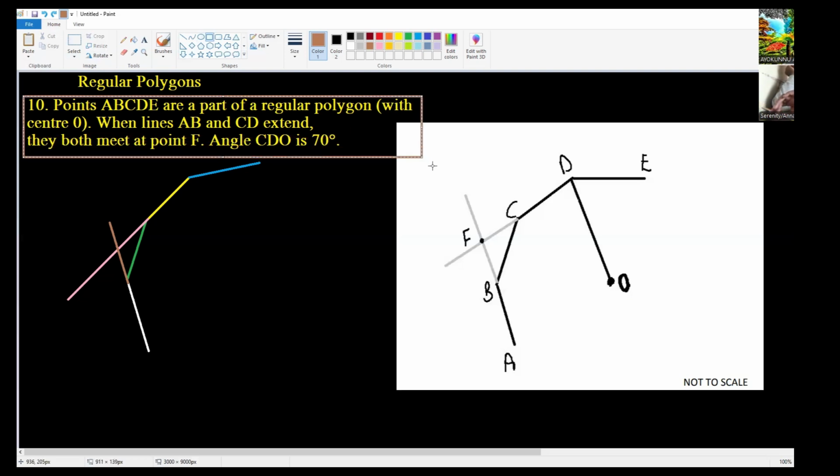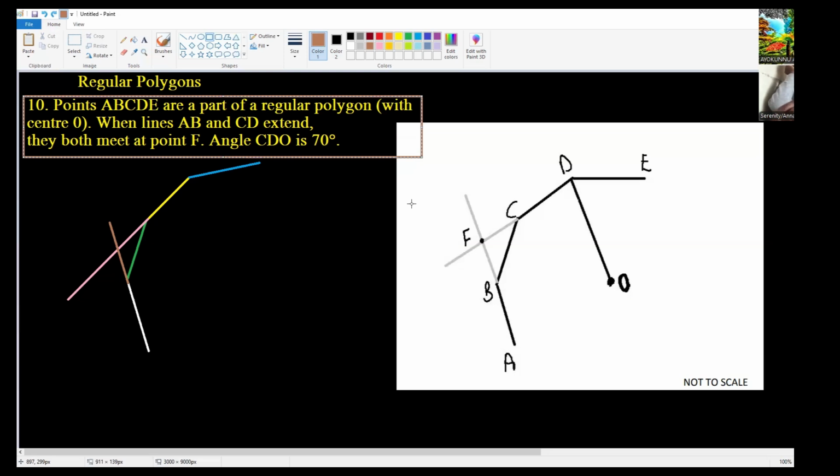Points A, B, C, D, E are part of the regular polygon with center O. When lines AB and CD extend, they both meet. Angle CDO is 70. So what does that mean? I'm not sure. You're not sure because you didn't read it carefully. Now read it again carefully, trying to figure out what it means, okay?